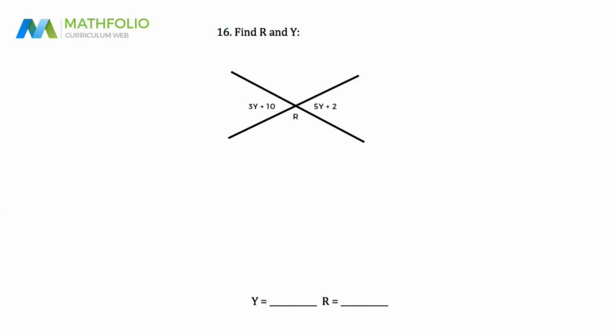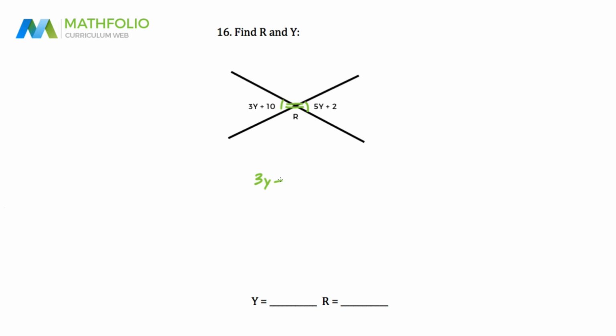Okay, 16, again, we've got lines, and we're going to have to do equations here. So he wants us to find r, which is an angle. We will need degrees next to this one, and also find y. So whenever we have two straight lines or line segments that intersect, they create vertical angles that are opposite and equal. So we can start off by saying these two are equal.